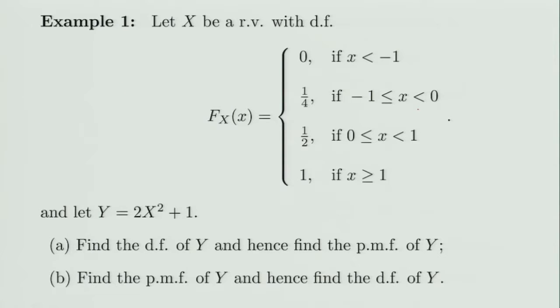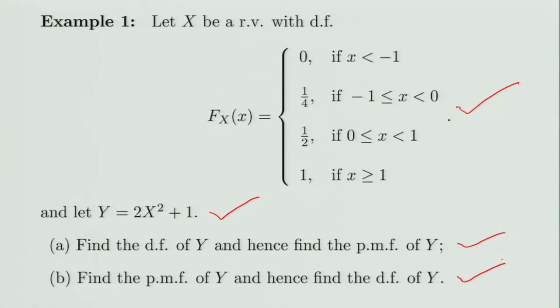Now let's take this example. Suppose your FX is this. So this is a distribution function of a random variable X. It is easy to see that this is a proper distribution function. And suppose I am interested in the probability mass function of Y equal to 2X squared plus 1. I can do it in two ways. The first part says find the distribution function of Y first, and hence find the PMF of Y. In the second part, I say first find the PMF, and from the PMF you find the distribution function of Y. So first, I'll try to find out the distribution function of Y.